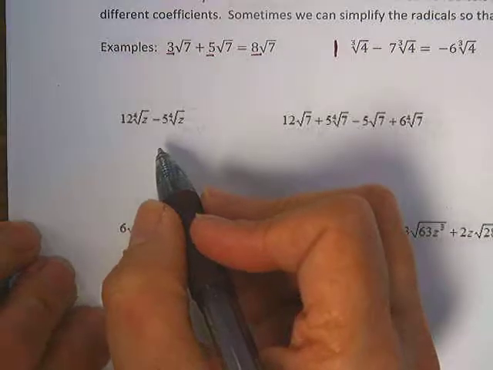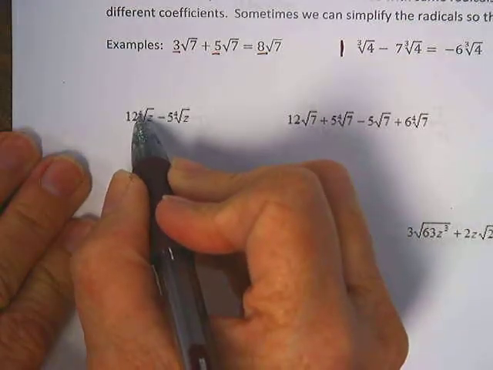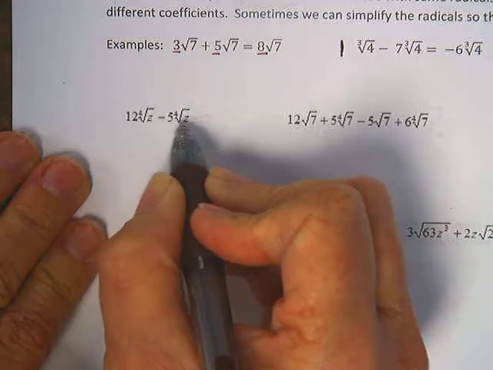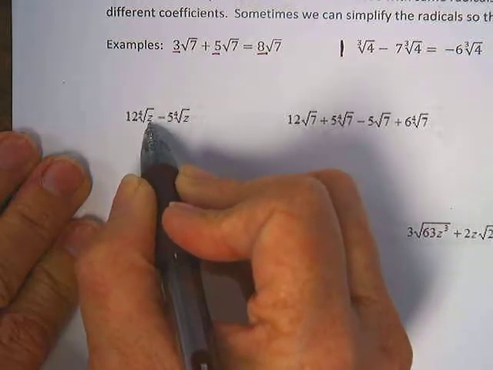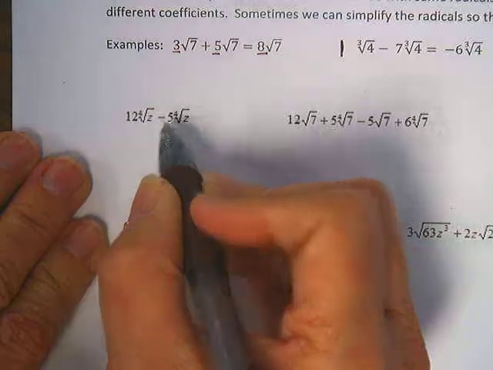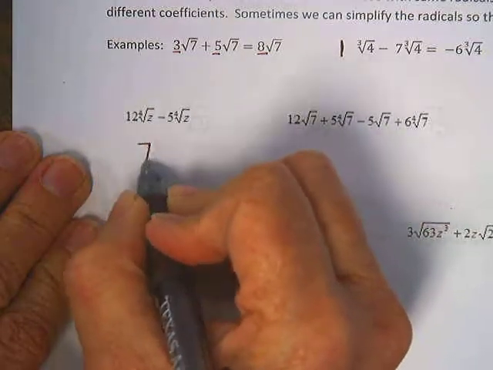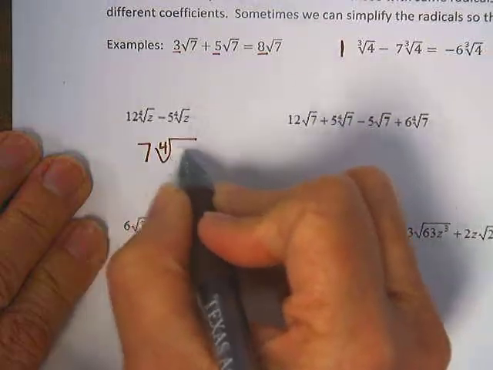Okay, so let's take a look at some of these. 12 to the 4th root of z minus 5 to the 4th root of z. We've got the same index and same radicand, so we can combine these. 12 minus 5 is 7, and we don't change our radical at all.